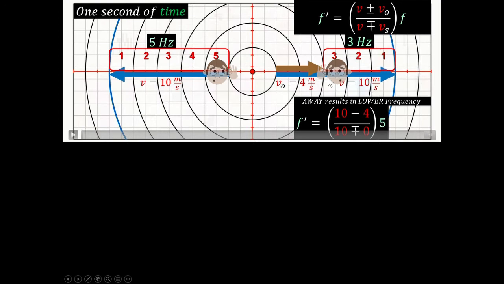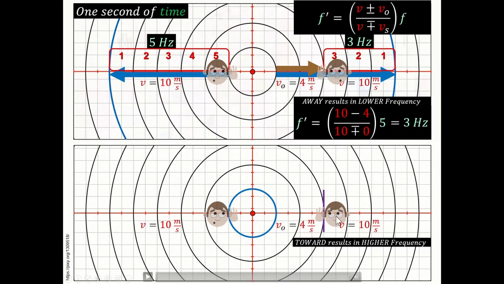So we knew that the observer was moving away. We knew that we would get a lower frequency. So we knew this number here had to be getting smaller. We were subtracting the velocity of the observer to get a smaller number in the numerator. That makes a smaller number overall, and that would give us a smaller frequency. And when we take that, we get 6 divided by 10, which is the same thing as 3 divided by 5, and then times 5, we get the same frequency as what we thought we would.